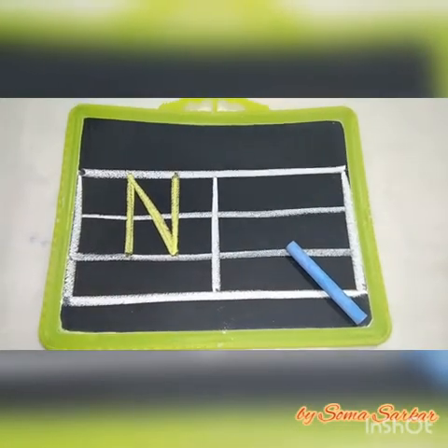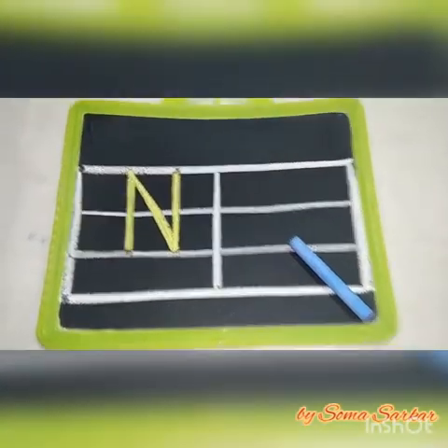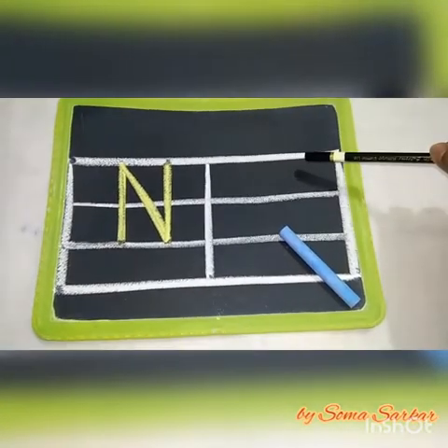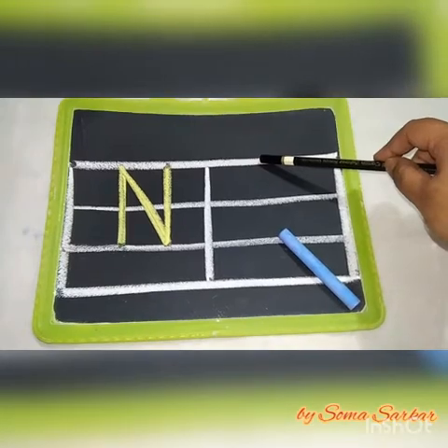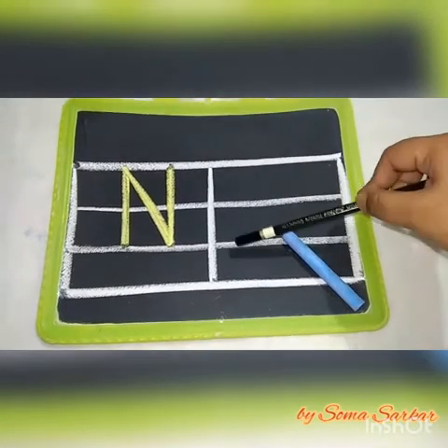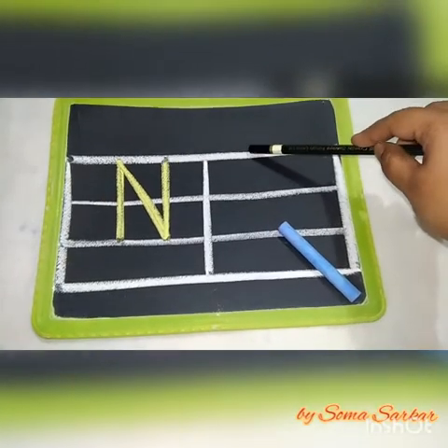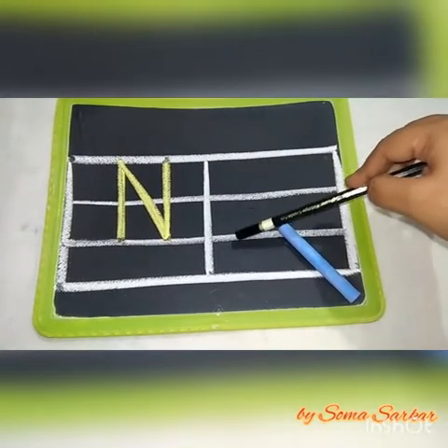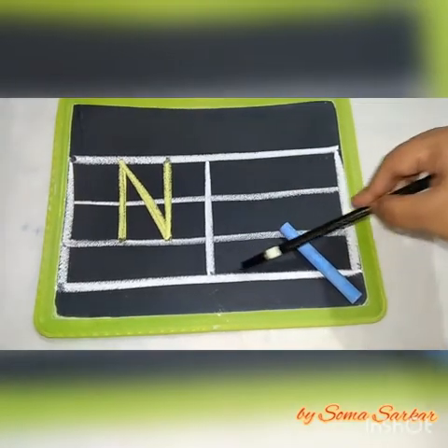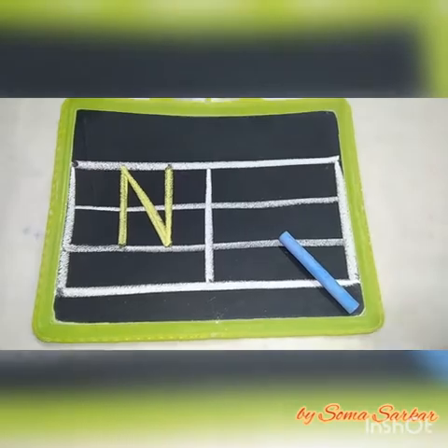Kids, now I will teach you how to write the capital letter N using these 4 lines. This is top line, middle line, base line and bottom line. Always start from the top line and use first 3 lines only. Don't touch the last line. Okay? So kids, let's start.